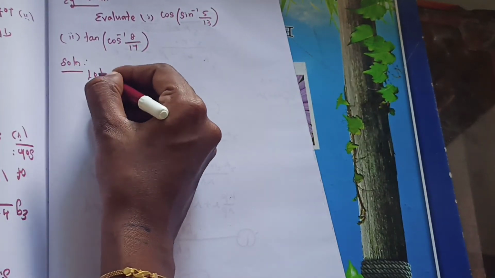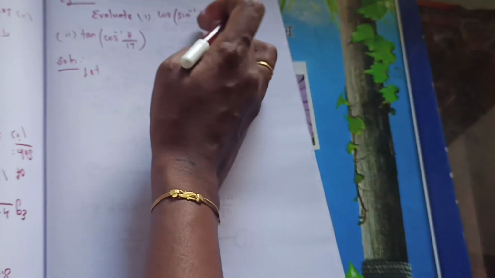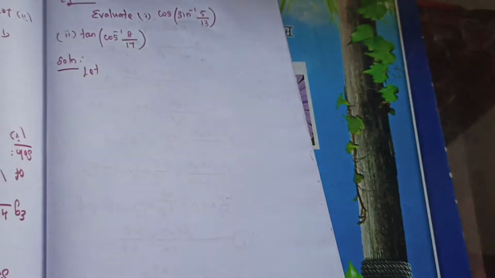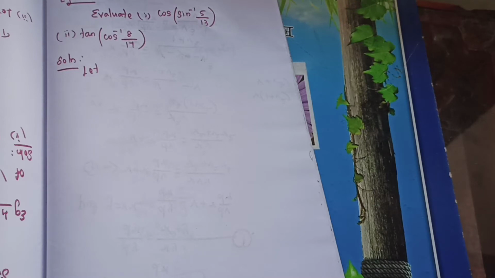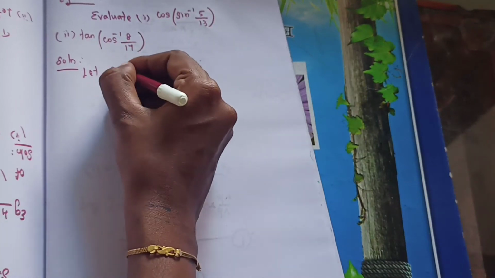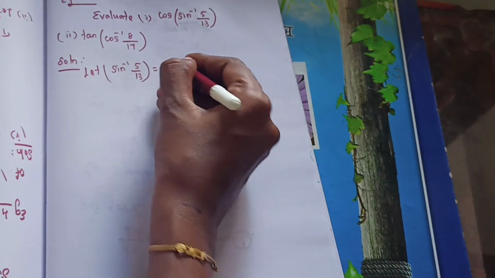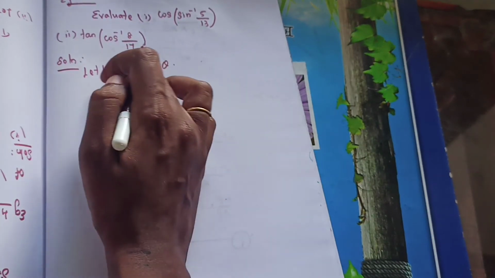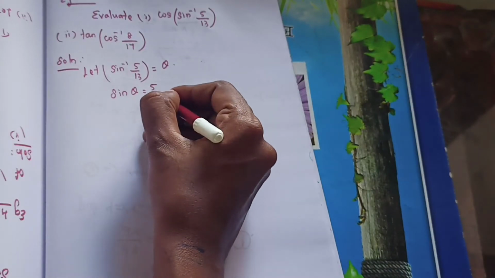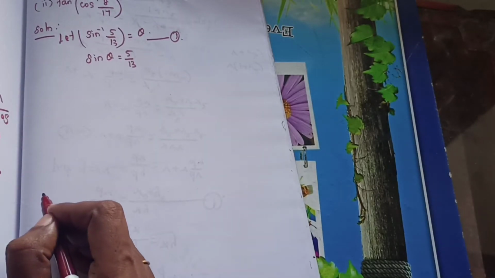First, what you need to do is evaluate whatever is inside the bracket. Afterwards we will include whatever is outside. So what is inside? Sine inverse of 5 by 13. First you consider this as just theta. Let sine inverse of 5 by 13 equal to theta. So sine theta equal to, if you bring this to this side, 5 by 13. This one you take as 1. So sine theta equal to 5 by 13.